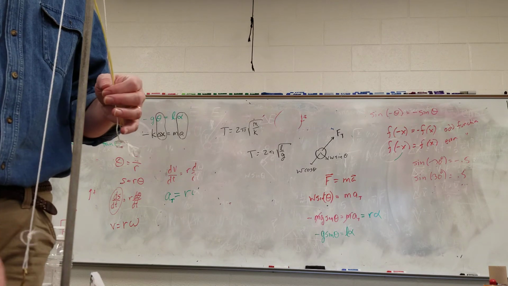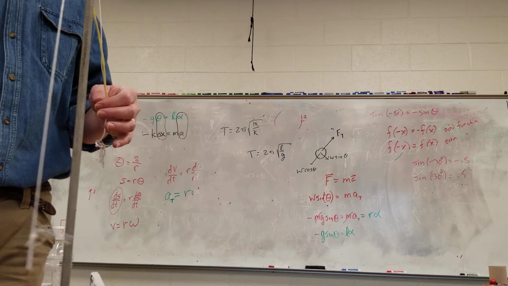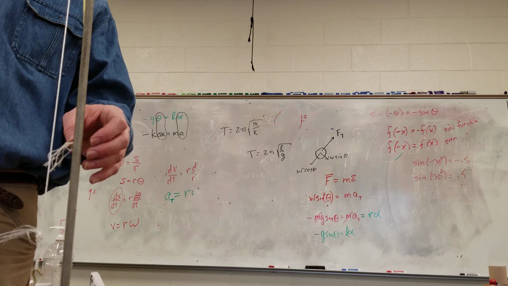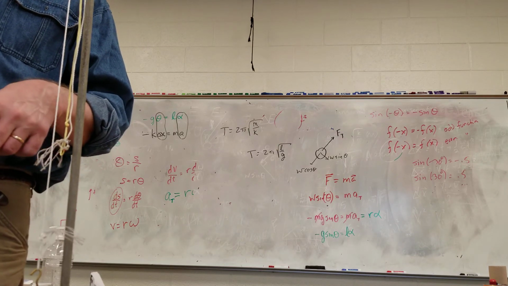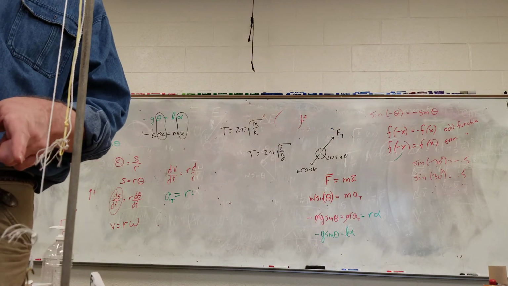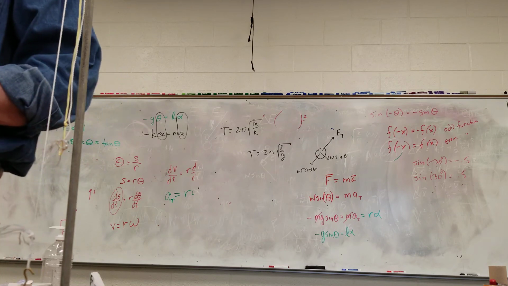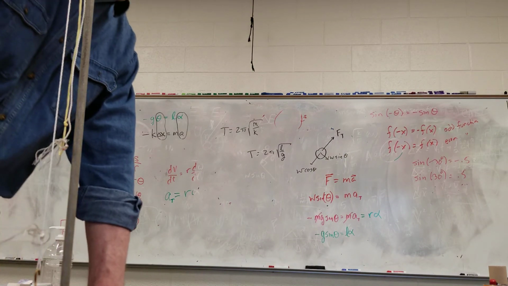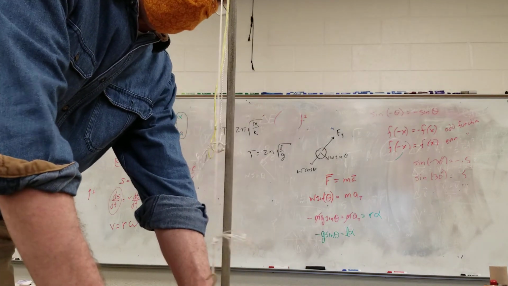So basically I'm going to pull it back a little bit and swing it back and forth. I want you to measure how long it takes to do 10 oscillations. So I'm going to do 3, 2, 1, go. When I say go, I'm going to let go of it, and then we'll count 10 oscillations. Let me just move over some, and move this into the camera.